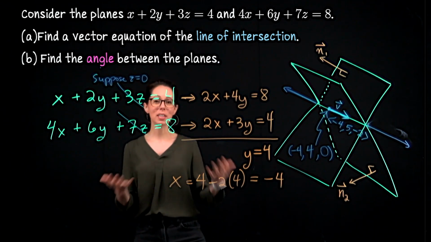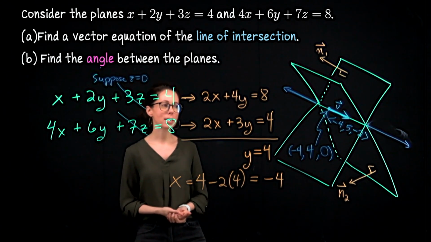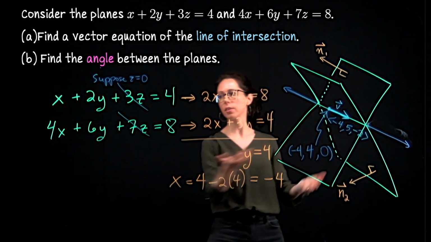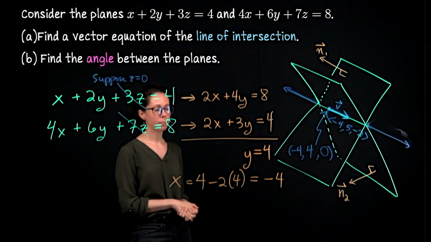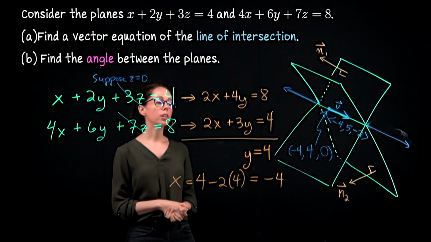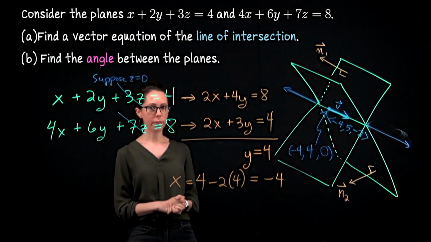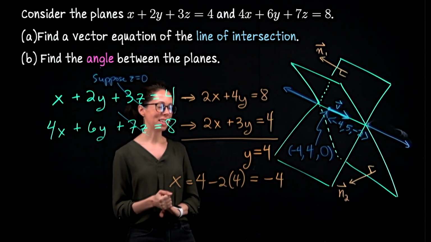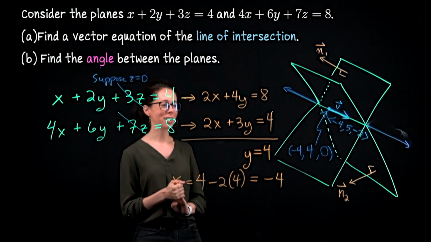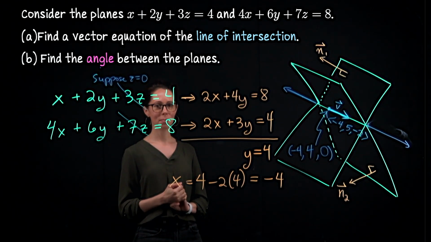There are so many different ways that you could proceed with this problem because, again, there are infinitely many points on this line. So there are infinitely many ways to satisfy both of these equations at the same time. I recommend doing this if you're not totally confident with this process. If you're like, I'm with you, just go ahead and let's write down the line of intersection before we start talking about the angle.